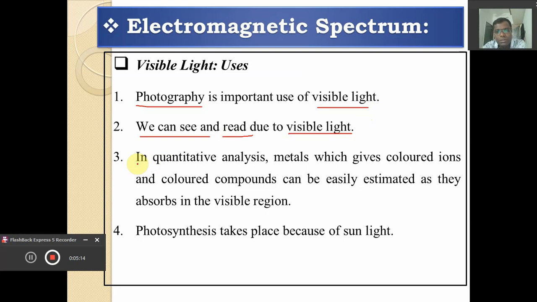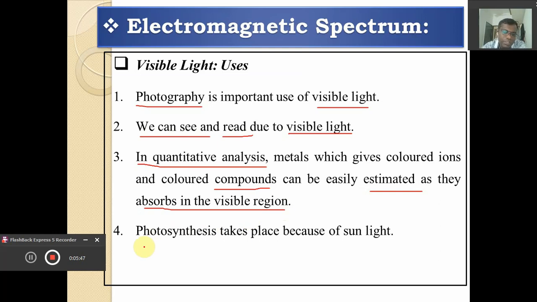In addition to this, dear friends, if you look at other uses, in quantitative analysis there are some metals which give colored ions or colored compounds, and these can be easily estimated as they are responsible for absorbing visible light. Because in quantitative analysis, whatever metals give colored ions or colored compounds can be easily estimated, because these ions are responsible for absorbing visible light.